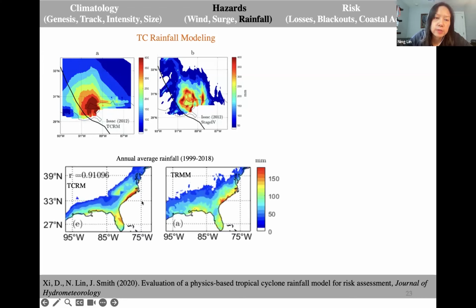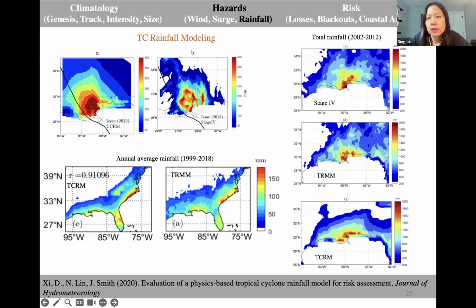And we looked at some statistics, annual average rainfall over 20 years along the coastline. You can see that we can capture the large scale patterns. And then we zoom into Louisiana. This is the radar observation, this is a satellite observation, and this is a model simulation for the rainfall over some time period. So that's a really good comparison.